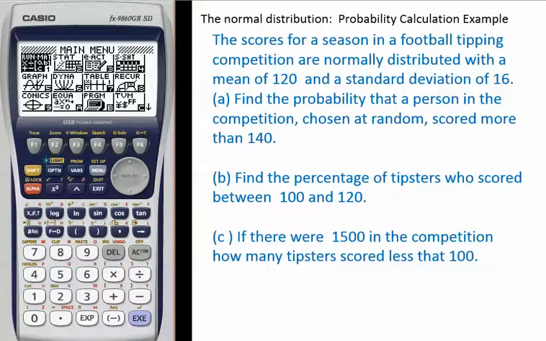The scores for a season in a football tipping competition are normally distributed with a mean of 120 and a standard deviation of 16. And then there are three parts to the question here. We don't need to read them on this page. Let's move to the next page and we'll deal with the first part.